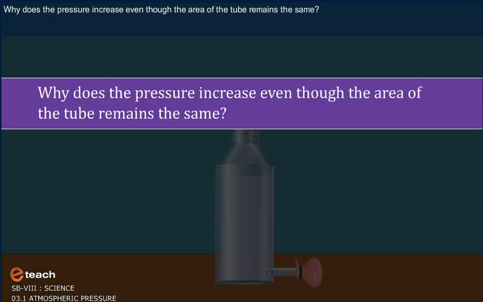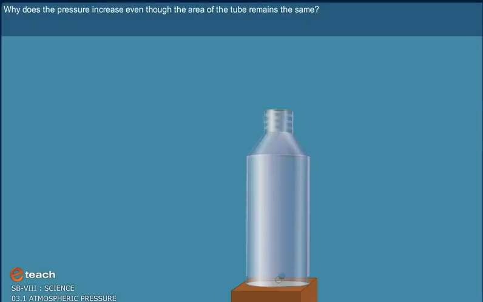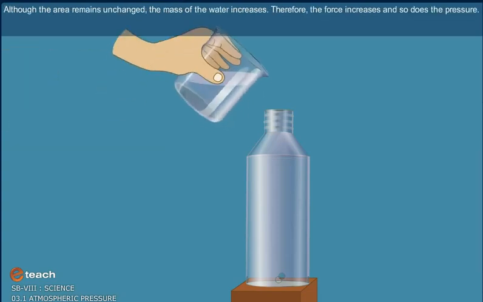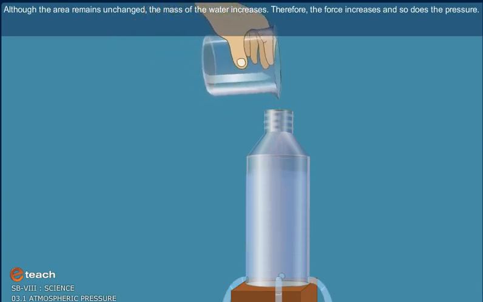Why does the pressure increase even though the area of the tube remains the same? Although the area remains unchanged, the mass of the water increases. Therefore, the force increases and so does the pressure.